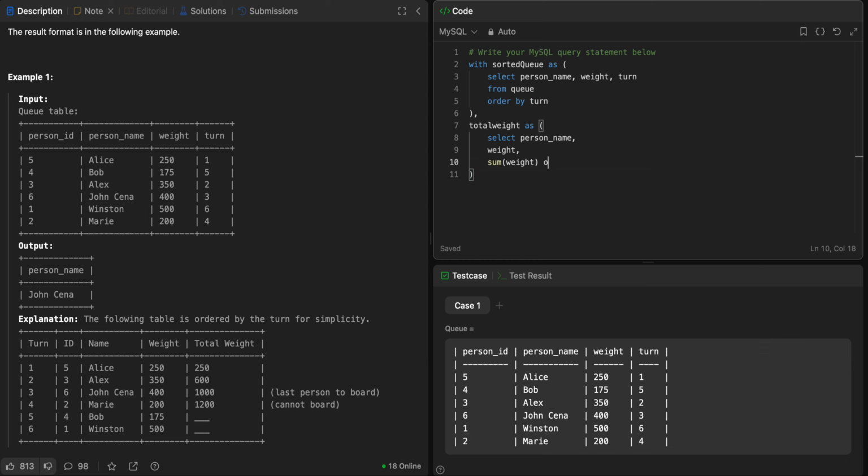यहाँ पे हम लोग विंडो फंक्शन का यूज करेंगे. ओवर ऑर्डर बाय टर्न. टर्न एक एक करके आएगा. जैसे दिस वन, पहले टर्न पे पहले का वेट है, सेकेंड टर्न पे फर्स्ट एंड सेकेंड दोनों का वेट है. एस वी कैन यूज सम ऑफ द वेट, सम वेट. ओके, फ्रॉम टेबल, जो हमारा क्यू है उस हिसाब से करेंगे. सॉर्टेड क्यू.